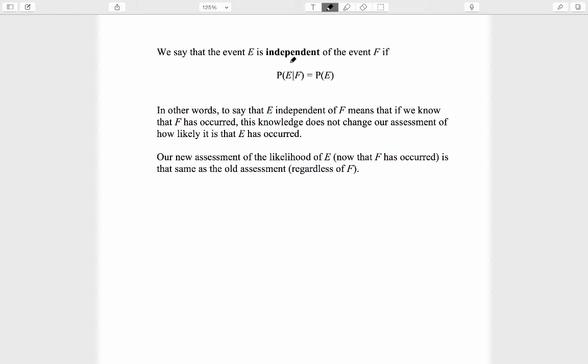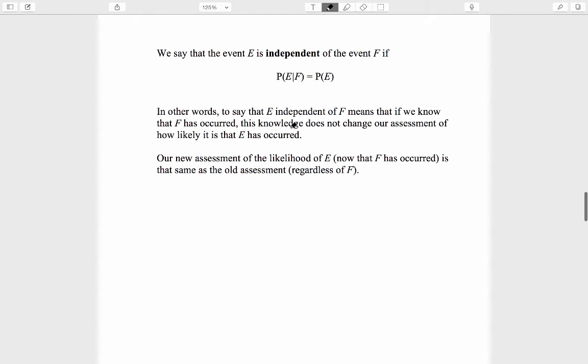We say that the event E is independent of the event F if the conditional probability of E given F equals the unconditional probability of E. In other words, to say that E is independent of F means that if we know that F has occurred, this knowledge does not change our assessment of how likely it is that E has occurred. Our new assessment of the likelihood of E, in light of the fact that F has occurred, that's the conditional probability, is the same as the old assessment. The old assessment is regardless of F, knowing nothing about F. In this example, it makes perfectly good sense that what happens on the red die and what happens on the blue die are independent of one another. We have used the word independent before in this course, but we've used it in an informal way. Now we're giving it a definition.